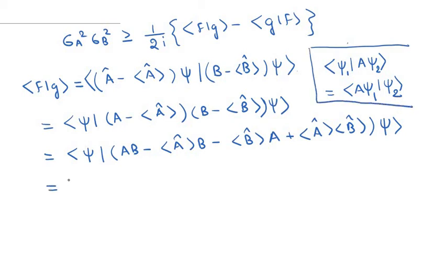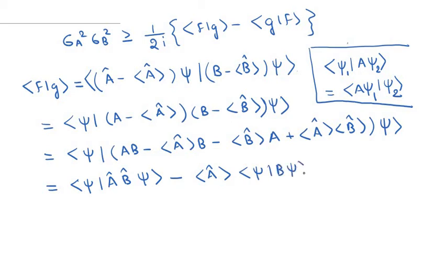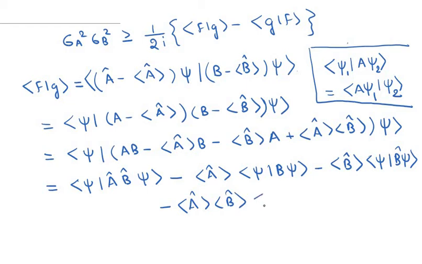Okay, so this basically becomes equal to psi and then this operator AB acting on psi, minus this average value of A. It is a number, so it gets out of the inner product, and then psi B psi. Minus, again this average value of B is a number, so it again gets out of the inner product, so psi A psi, minus the average value of A times the average value of B, and then the inner product of psi with itself.